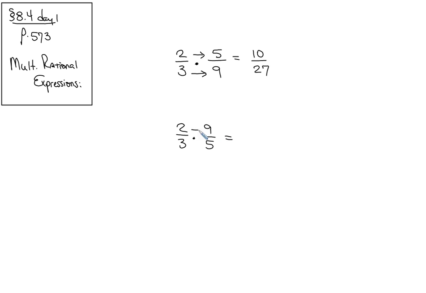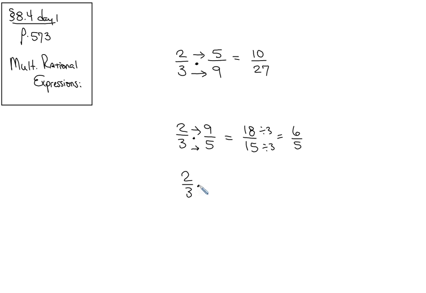What if you had 2/3 times 9/5? Well, again, you would multiply straight across, and you would get 18 over 15. Can we reduce this one? Yes. What goes into both? So when you divide by 3 on the top and the bottom, you end up with 6/5.